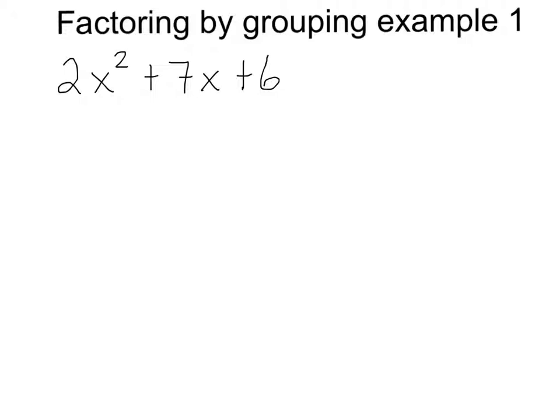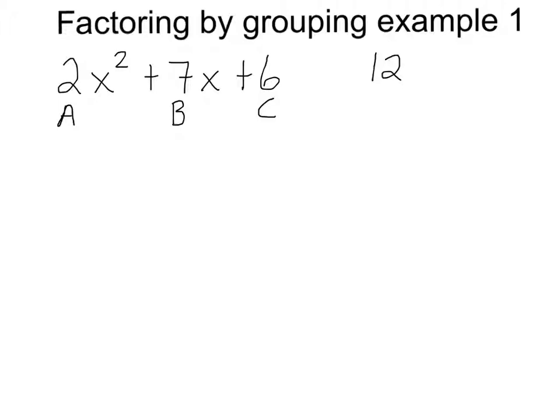Okay, step 1 is to look at A and C and multiply them. Remember, A is the number in front of x squared, B is the number in front of x, and C is the number without a variable. So we're going to multiply A times C, and what do you get? 12. Just 12, no x. A is 2, C is 6. So when you multiply 2 times 6, you simply get 12.